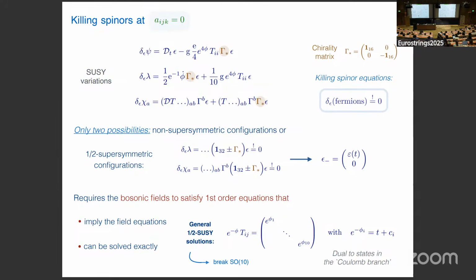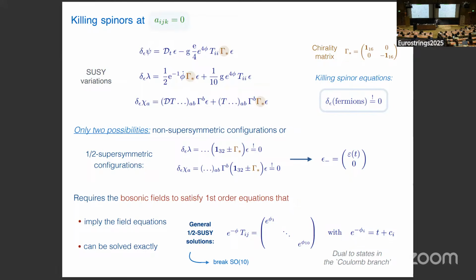So this means that in this sector, where this axionic field Aijk is equal to 0, you're able to find the most general half supersymmetric solution of the theory. It takes the following form. Essentially, without loss of generality, you can write this Tij metric as being diagonal with some elements on its diagonal, which are given by the following function in terms of the time t. These Ci's are real constants that specify the solution.